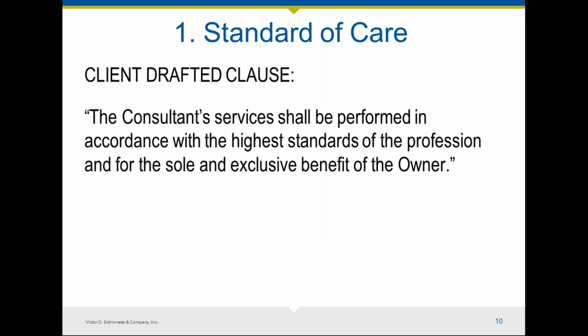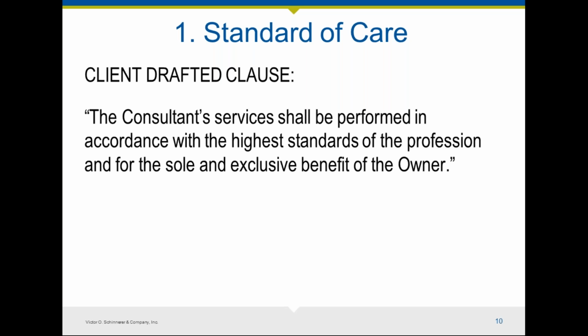The consultant services shall be performed in accordance with the highest standards of the profession and for the sole and exclusive benefit of the owner. The reason this is not appropriate is that it implies, number one, that there is such a thing as the highest standards of the profession.